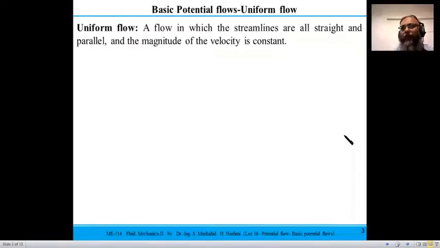Uniform flow is one in which the fluid is flowing in such a manner that the magnitude of the velocity is constant, and it follows a particular direction. So we can think of streamlines that are all straight and parallel, and their magnitude is not changing as you move in space.